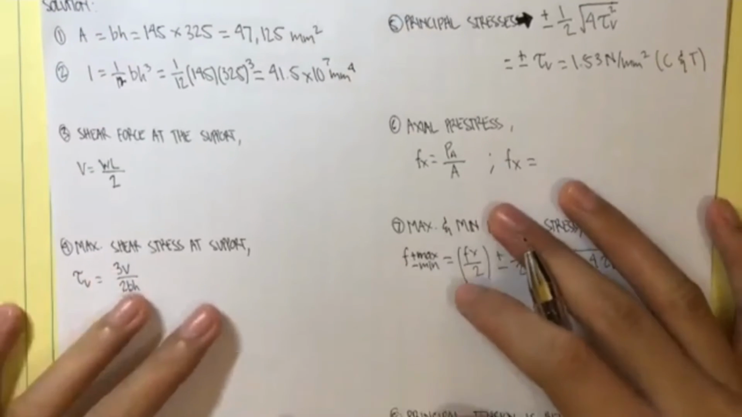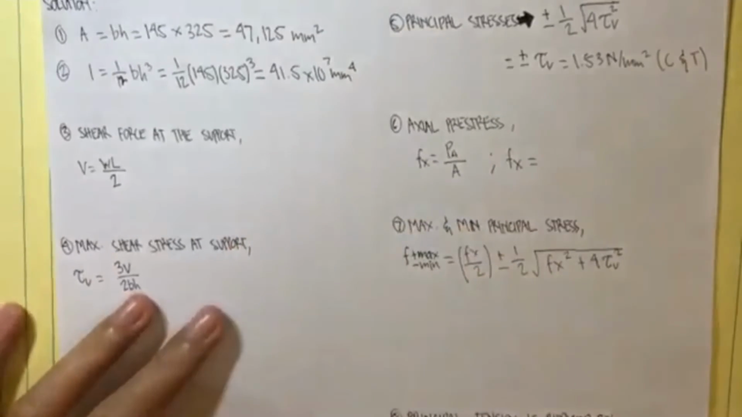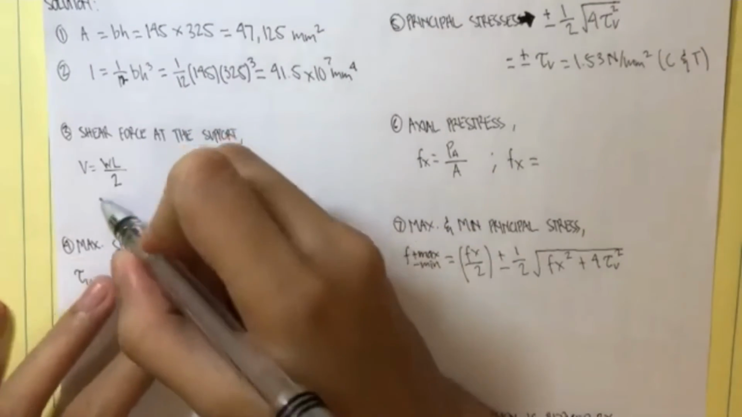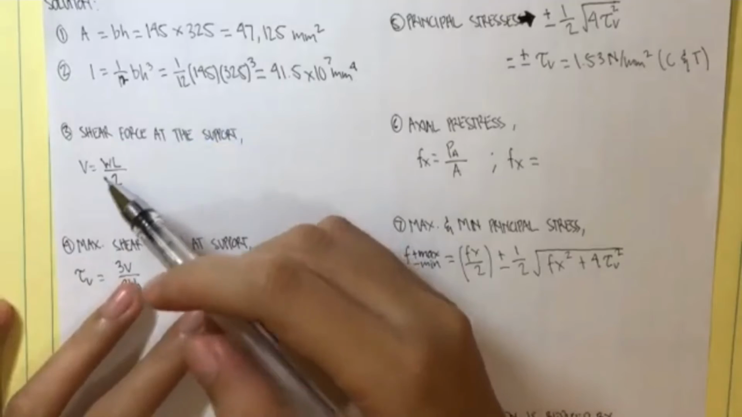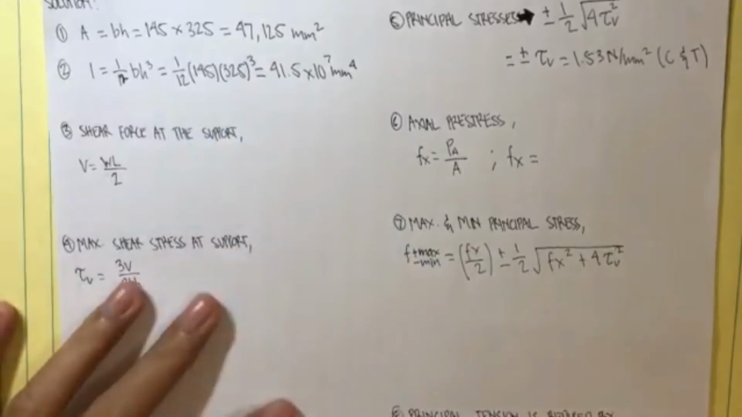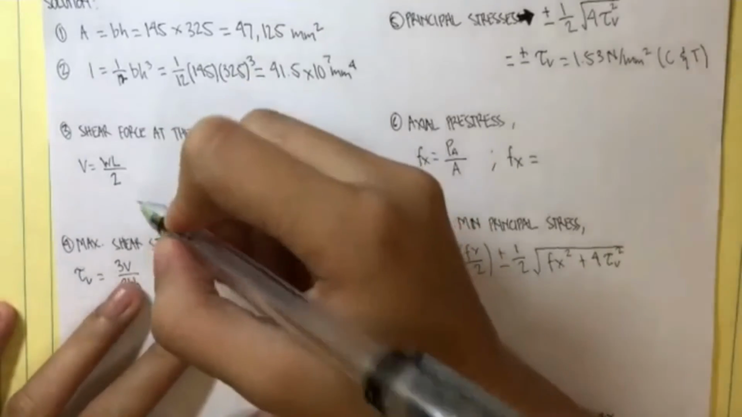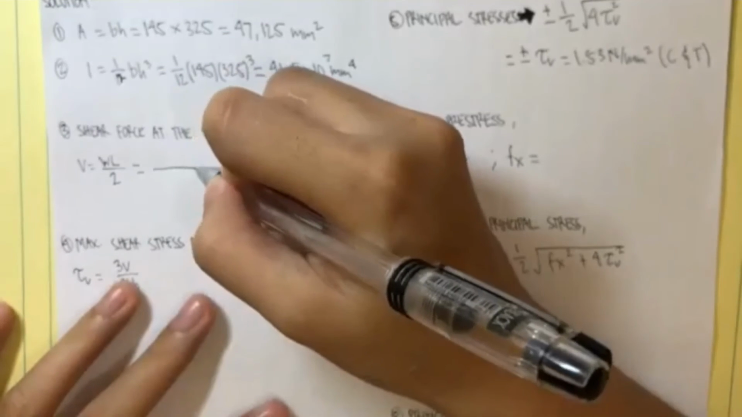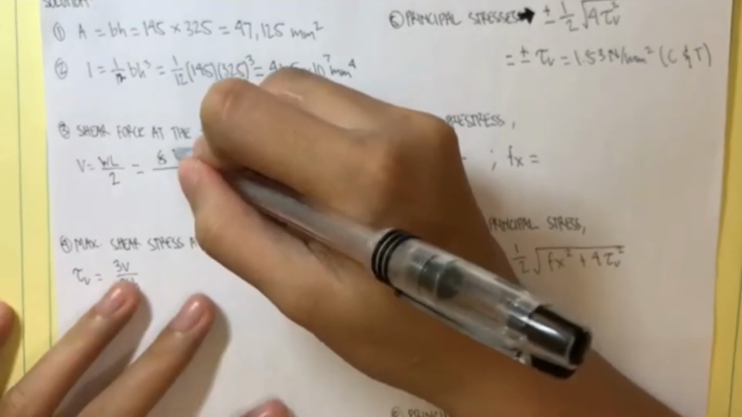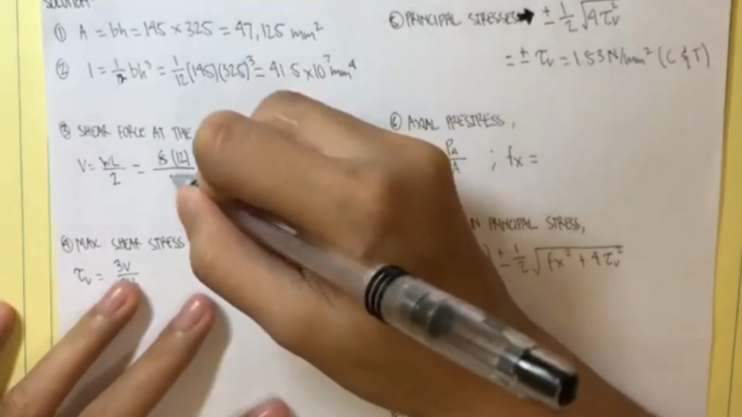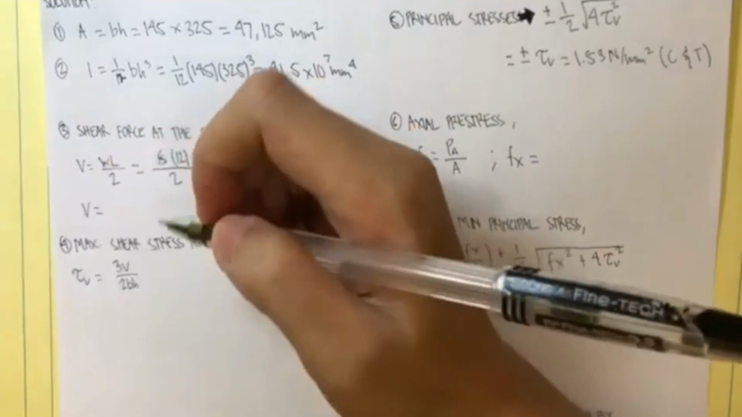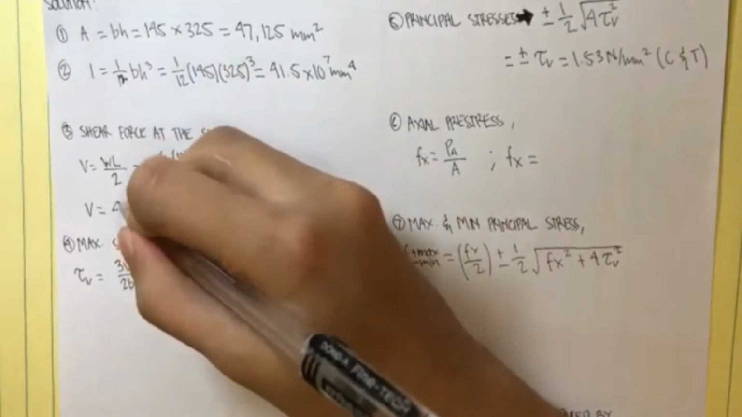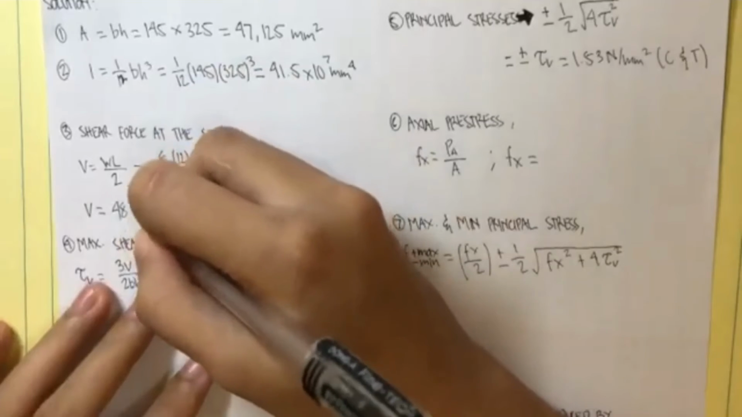Third step, kunin mo naman yung shear force at the support. So, ito yung formula. Yung uniformly distributed load mo, times mo lang sa span niya, all over 2. 8 times span mo na 12. All over 2. 48 kN.